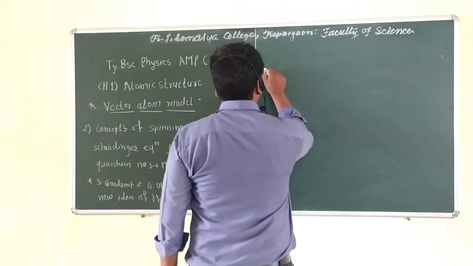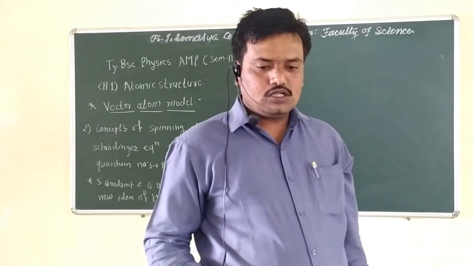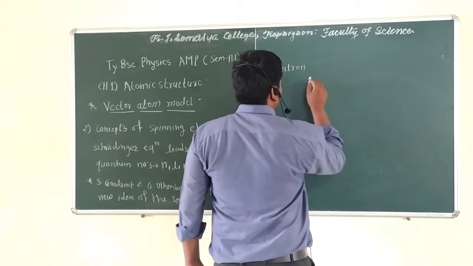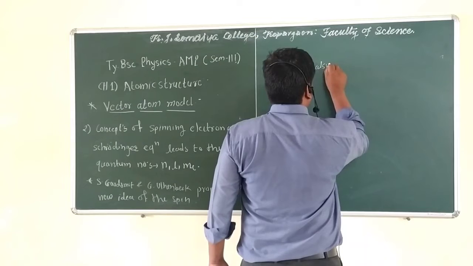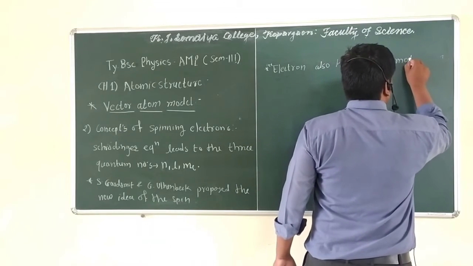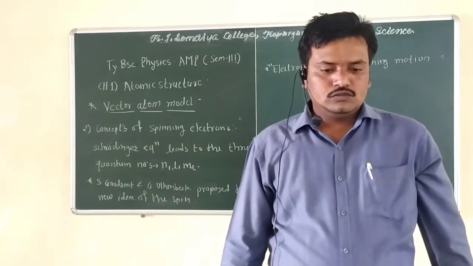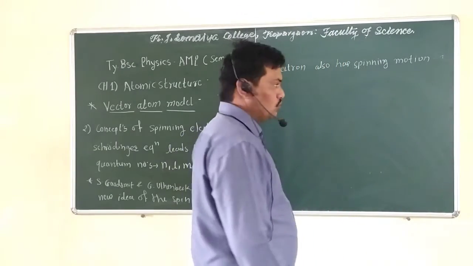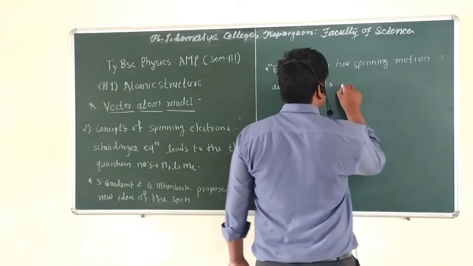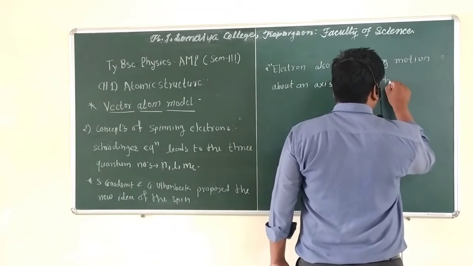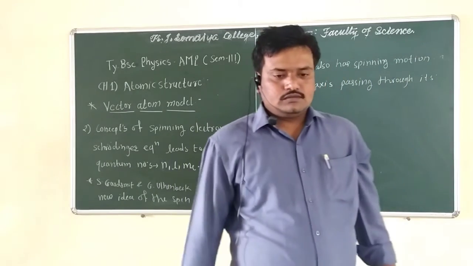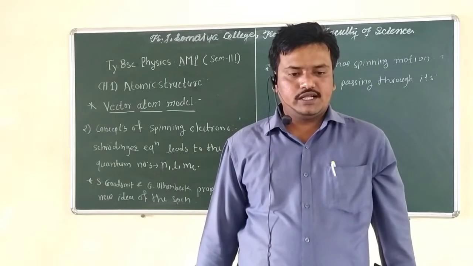So the main point is that the electron also has spinning motion about an axis passing through its center.